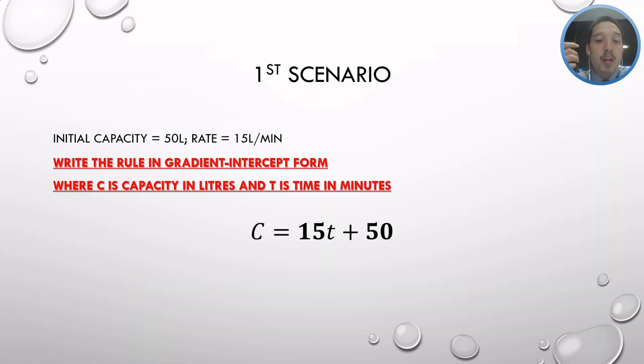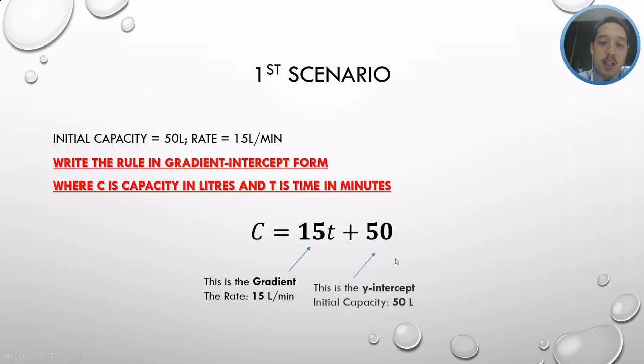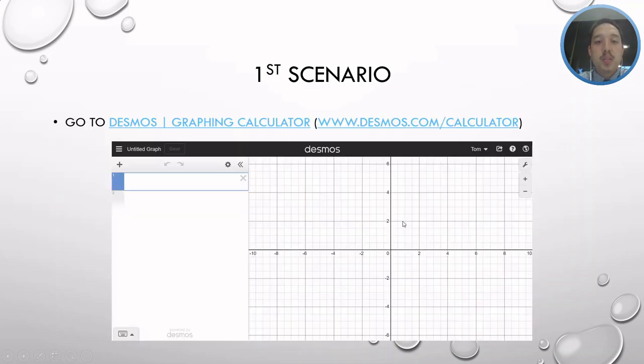Every minute goes by, 15 liters goes up. And of course, we have the y-intercept, which is 50. As in, when time is 0, how much capacity is in the tank? Well, it's just 50 liters.